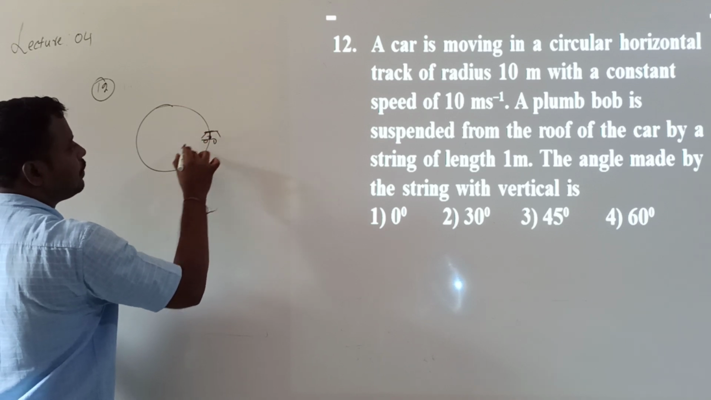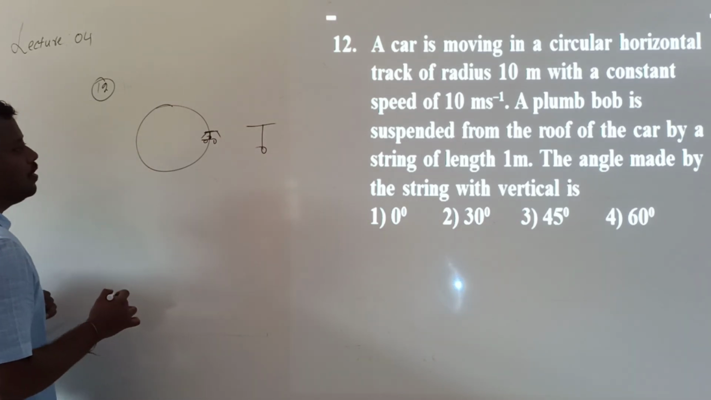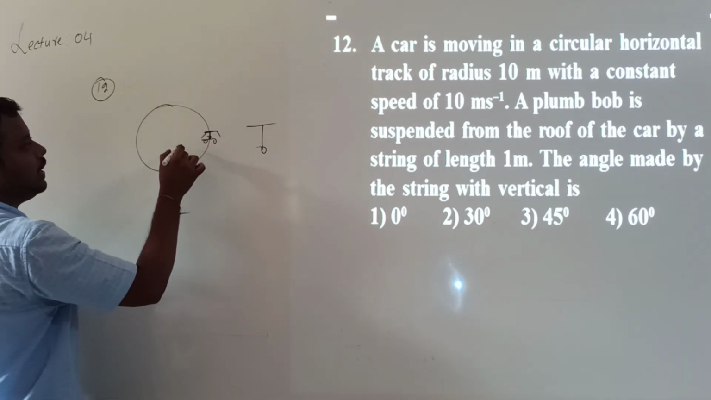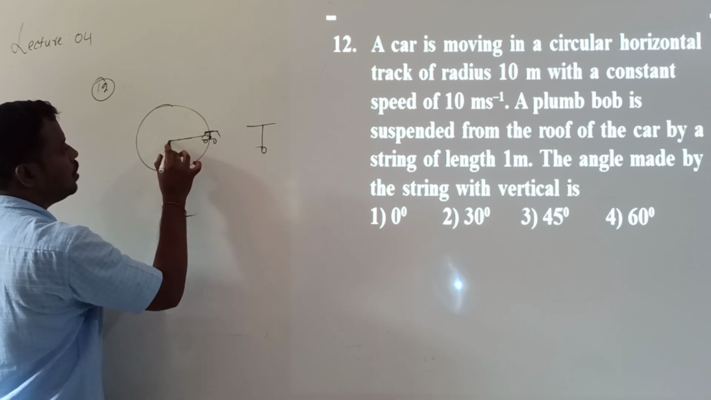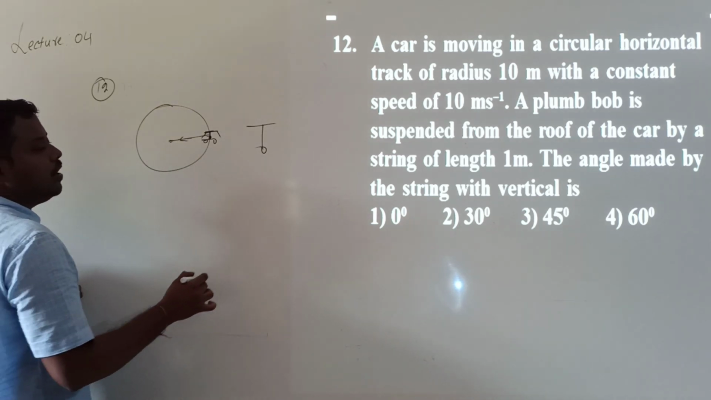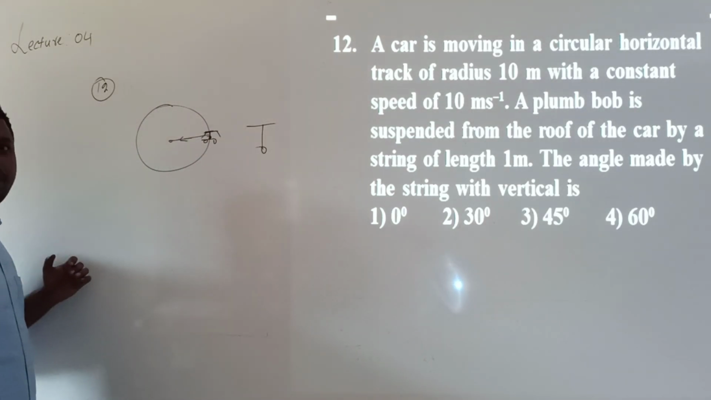One ball is suspended from the roof. So I will show here the ball suspended from the roof. Whenever the car is taking a turn, the car will experience a centripetal acceleration, a centripetal force towards the center. Because of the centripetal force, what happens? Actually, it is a non-inertial frame of reference.